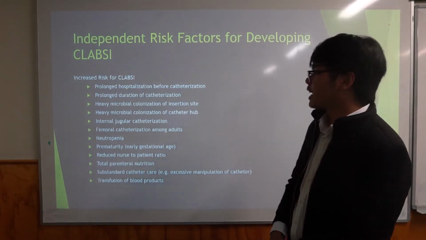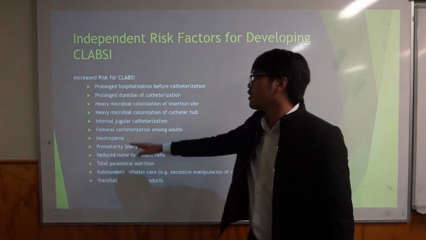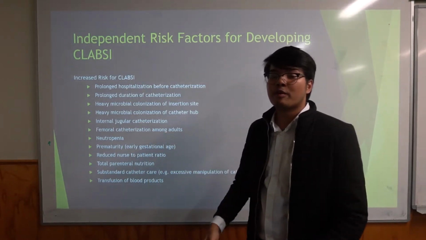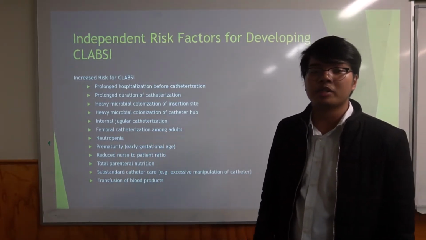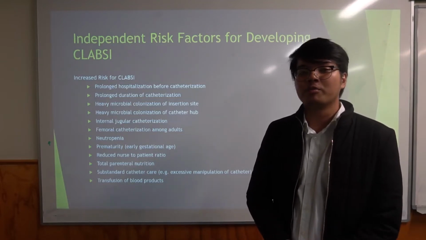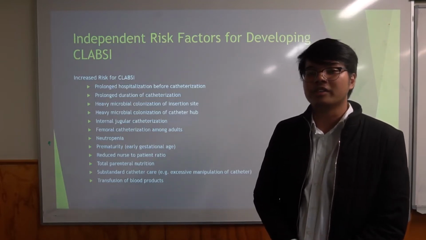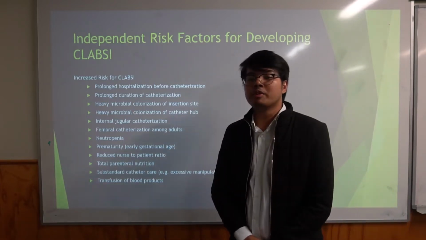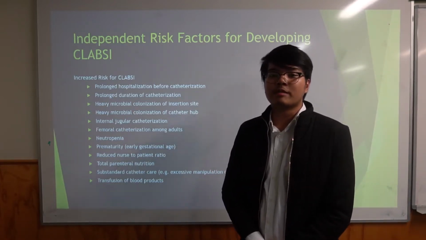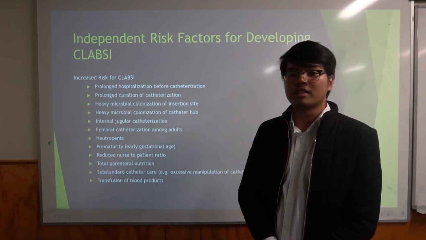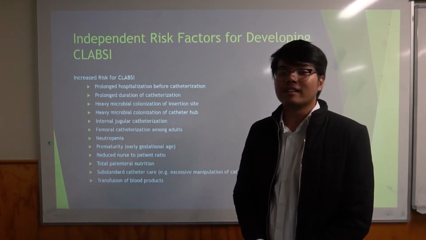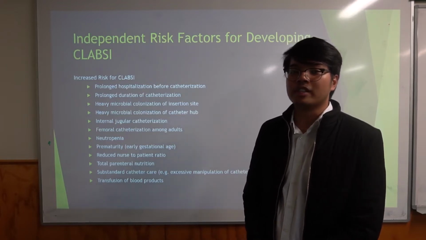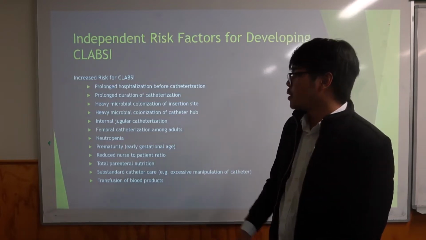The site of catheterization is important because femoral catheterization among adults would increase the risk. Femoral catheters are near the groin, which has heavy microbial contamination, and this would increase the risk for CLABSI. Neutropenia, or decreased WBC count, would increase CLABSI because WBCs, or white blood cells, battle infection, and a decreased number of WBCs would increase the risk for CLABSI.